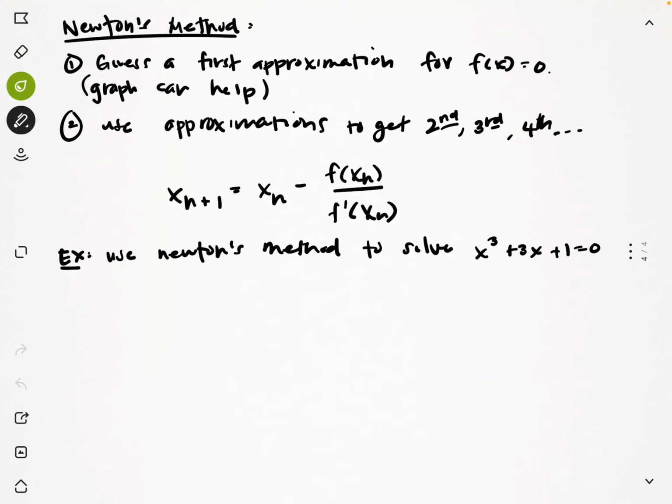And then the last thing we're going to look at is Newton's method. For Newton's method, we're going to guess a first approximation for f of x equals 0. So we can look at our graph. Then we're going to use our approximations to get the second, third, fourth, and so on. So the form looks like x sub n plus 1, and maybe it's easier if we show our calculator here. Let's move some stuff around so we can do that.